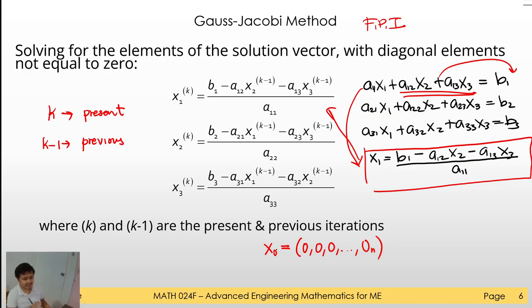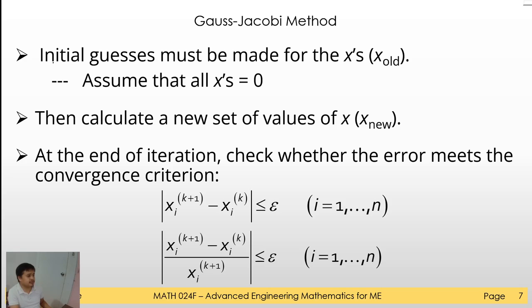So again, let's see the algorithm in line. So the first step here is to find the initial guess. Usually it is all x is equal to 0. Then we can calculate the new value of x using the old one, or using the formula of the Gauss-Jacobi. So we have x1 is equal to blank, x2 is equal to blank.